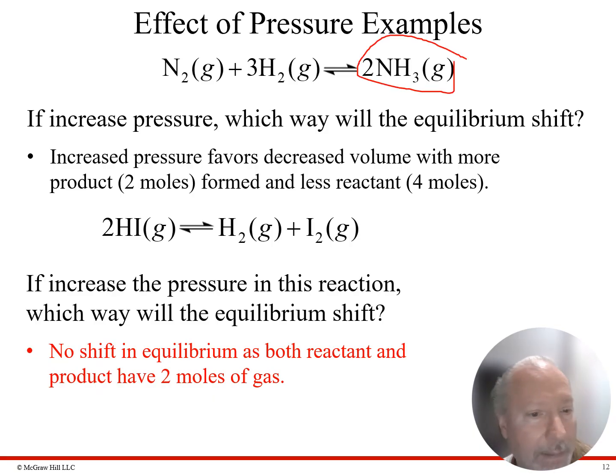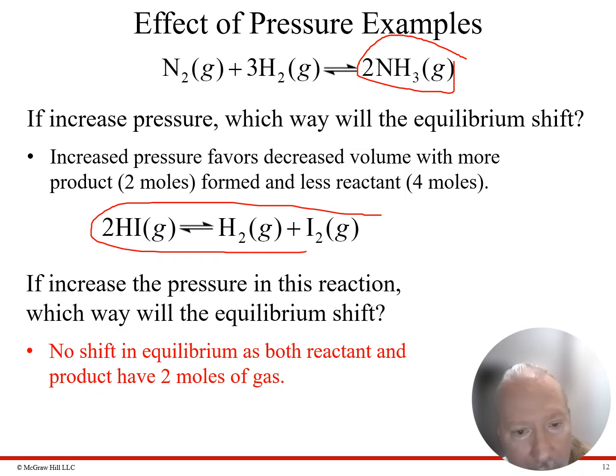Now, what about a different type of reaction? If we increase the pressure here, we have 2 moles of hydroiodic acid, and here we only have 1 and 1, 2 moles of gas for the product. So there's not going to be any change here. It'll have no effect because both sides have 2 moles of gas.